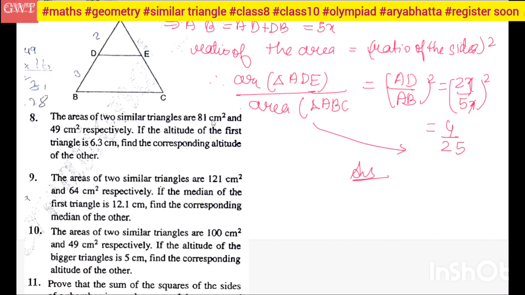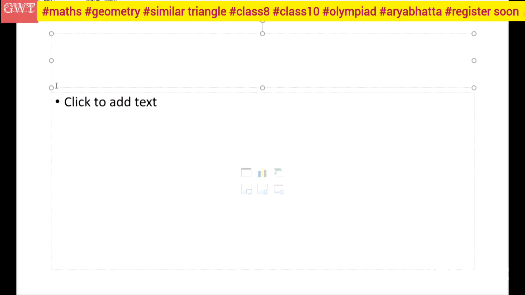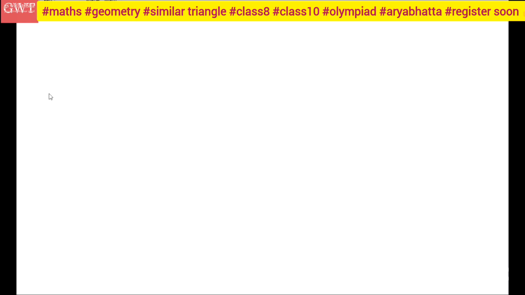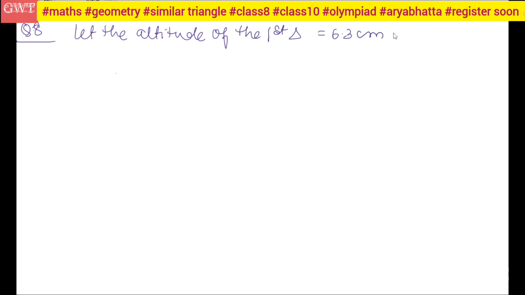What they are saying: the areas of the two similar triangles are in this ratio, the altitude of the first triangle is this, find the corresponding altitude of the other. Through this altitude only we can go inside this circle. So what I will do, see, question number 8. Let the altitude of the first triangle be 6.3 centimeter. Let the altitude of the second triangle be h centimeter.